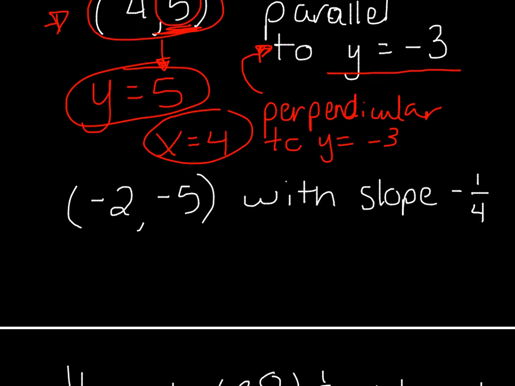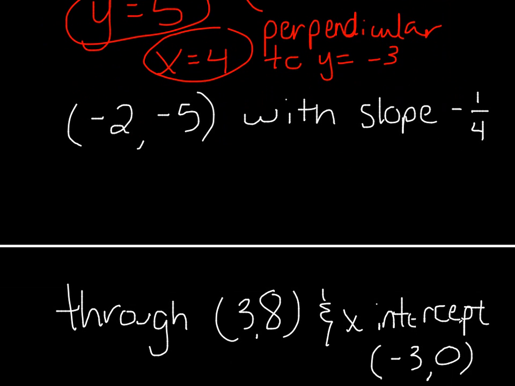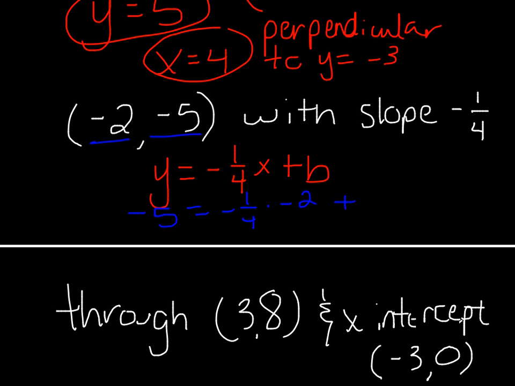Now let's look at this one. Say it goes through the point negative 2, negative 5, and it has a slope of negative 1/4. We're given the slope, so we don't have to find anything. We're going to put that negative 1/4 in for our slope in front of our x. And so now on this one, all we have to find is b. So now I'm just going to plug in these 2 points for x and y. So I'm going to have negative 5 equals negative 1/4 times negative 2 plus b.